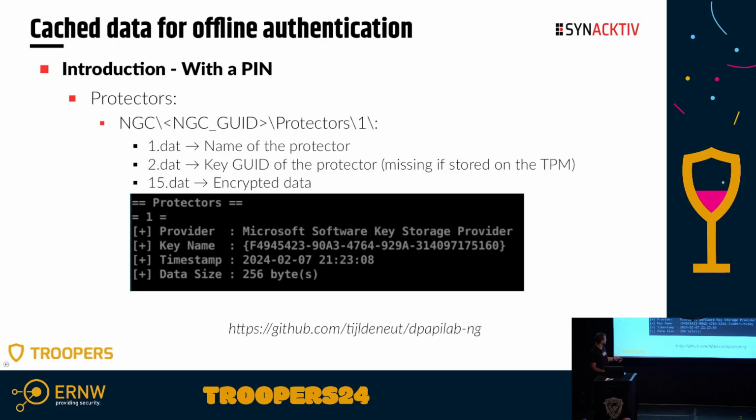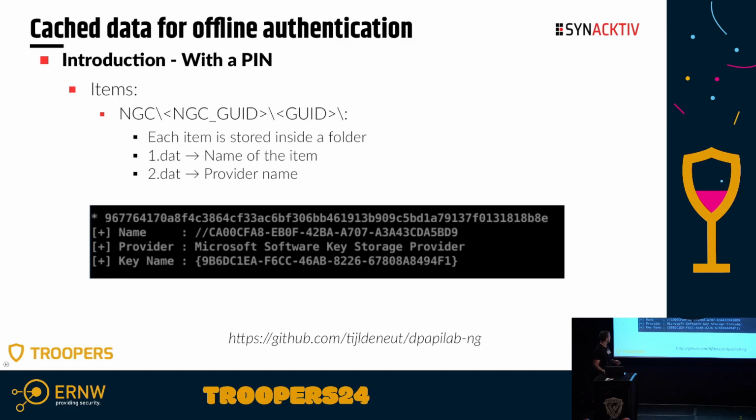About the protectors, we will be interested in the 15.dat encrypted data. And you can find also other stuff inside, like the name of the protector, the key GUID of the protector. This key GUID will be missing if it's stored on the TPM. And finally, all the different items, and you'll find the name of the item and the provider name.